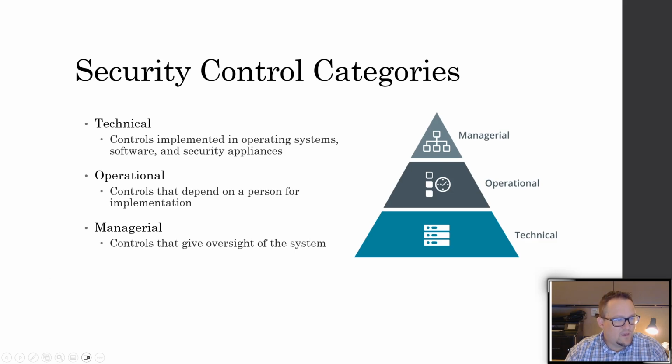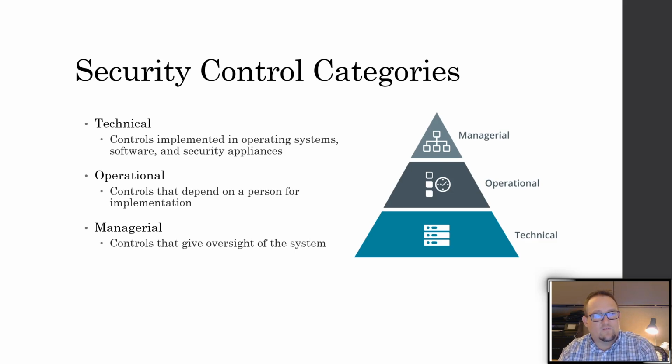So as we keep going, let's talk about the security control categories. There are 3 different categories that you need to understand. We're going to have technical, which is tools and technologies used to enforce security. We're going to have operational, or otherwise known as administrative controls, which depend on a person for implementation. And then we're going to have managerial, which gives oversight to the system. Okay?